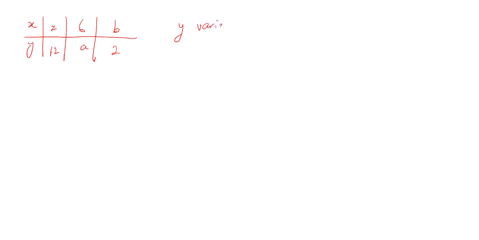varies inversely to x. If y varies inversely to x, what does that mean? It means that y is proportional to 1 over x. Once we see the word inverse, or it's inverse variation, it's 1 over. So to get rid of the proportional sign, it will be y is equal to k over x. And we're going to use the first piece of information to find k.